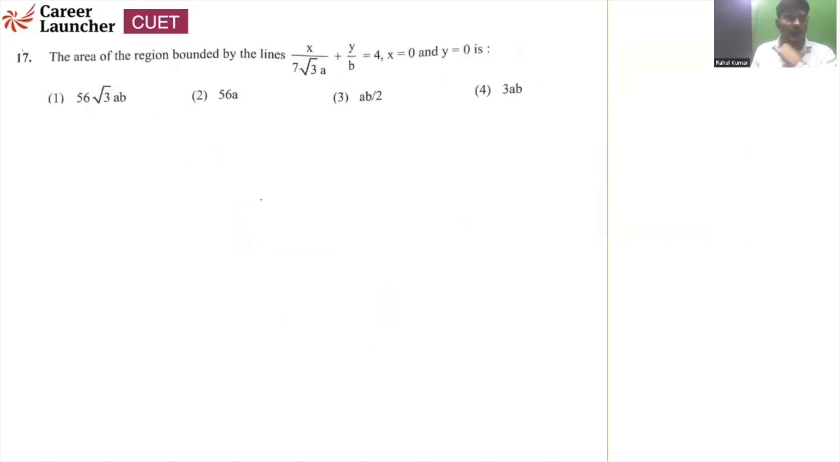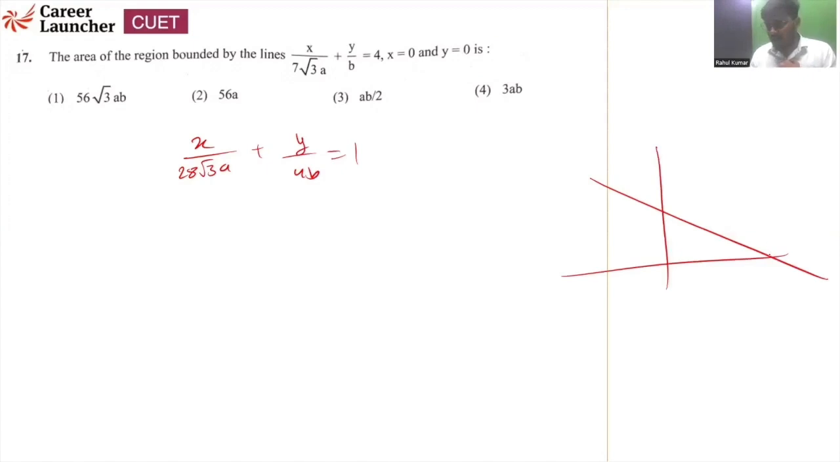Now the next question is, we need to find the area of the region bounded by this. Either you can solve it by integration or you can just use the area of a triangle here. What you have to do is make the right hand side 1. You will get x by 28√3a plus y by 4b is equal to 1. Now the line will be in intercept form, which has x-intercept at the point (28√3a, 0) and y-intercept at (0, 4b).